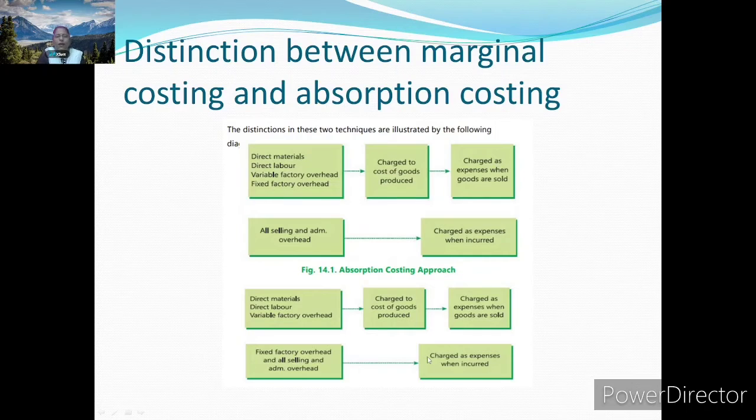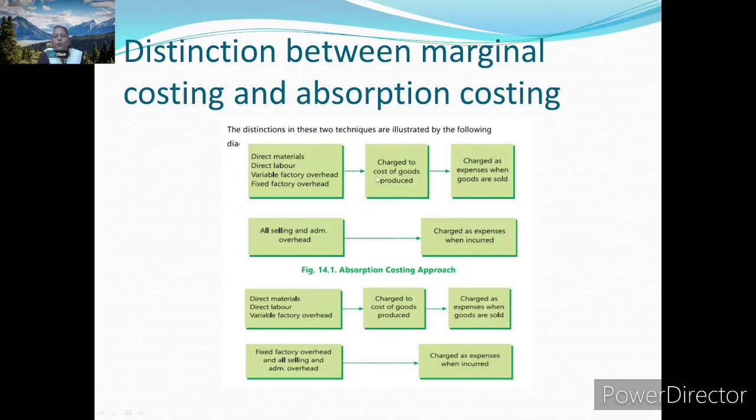Now, let us see the most important part of this, that is the distinction between marginal costing and absorption costing. The distinctions in these two techniques are illustrated by the following. First, that is direct materials, direct labor, variable factory overhead, fixed factory overhead. Okay, here we'll consider the various differentiation things we consider for the differentiation between the marginal costing and the absorption costing, which we will discuss.